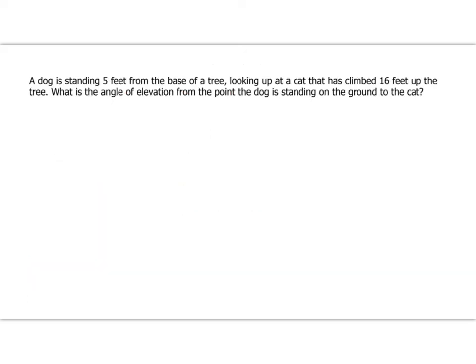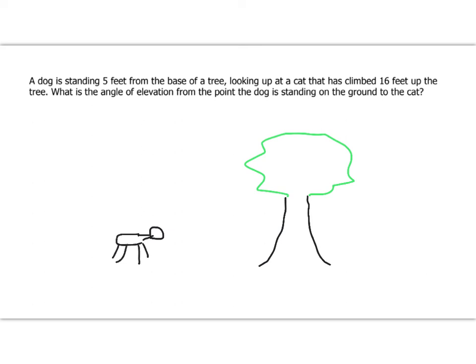Okay, last problem, and I just wanted us to go through this so we can take a look at this. It says a dog is standing 5 feet from the base of a tree. Okay, so we're going to draw a tree. And then we're going to draw a little puppy dog. So here's my dog. He's going to have a big tail. Here's his snout. And let's see, he's standing at the base of the tree. The dog is standing 5 feet from the base of the tree. That means from here to here is 5 feet.